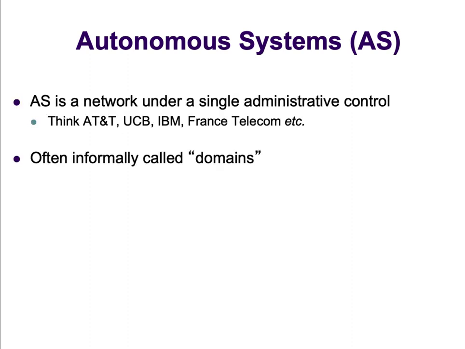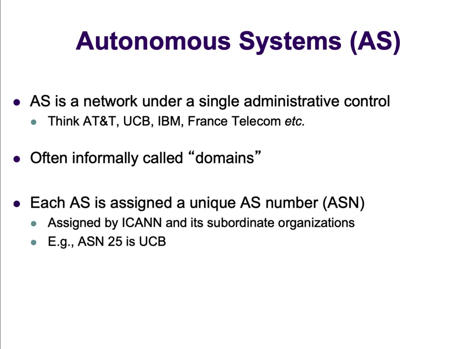And an autonomous system is simply a network that is under the administrative control of one entity. So UC Berkeley is an autonomous system because the UC Berkeley staff decide how to operate our network. AT&T is another AS. France Telecom, Deutsche Telekom, there are many autonomous systems or ASs across the internet. And as I said, informally, we're going to call them domains.